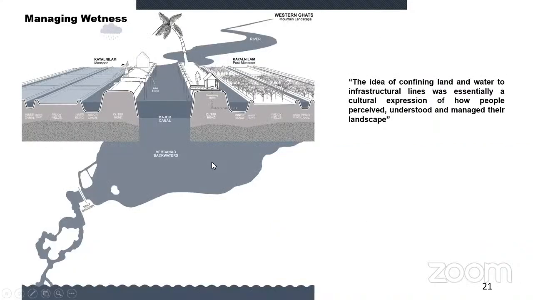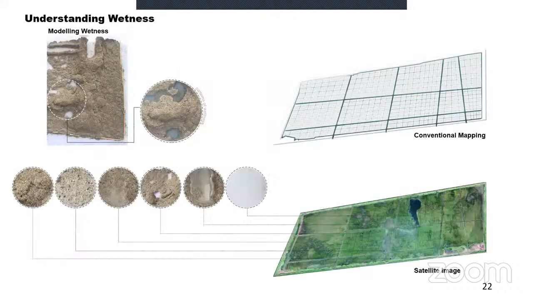So wetness talks about the materialization of water, and it comes from the understanding that the idea of confining land and water to these lines was just a cultural expression of how people perceived, understood, and managed their landscape. So from water, we can move towards wetness. And then to further understand the dynamic of water, I zoomed into one of the polders, and this was a conventional way of mapping water and land.